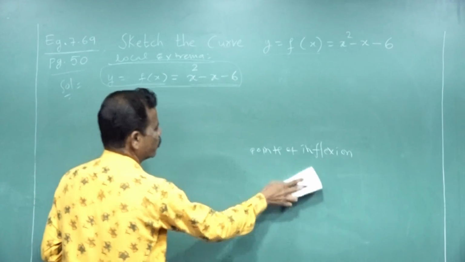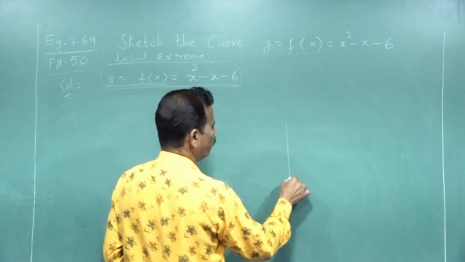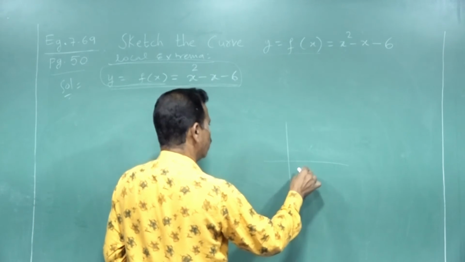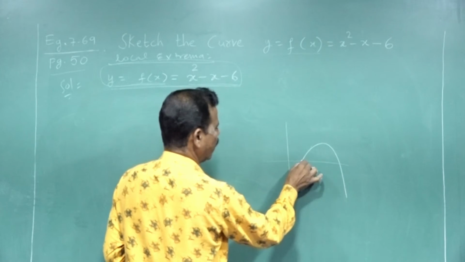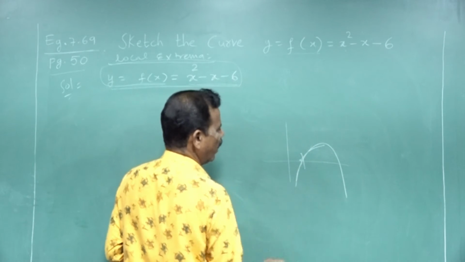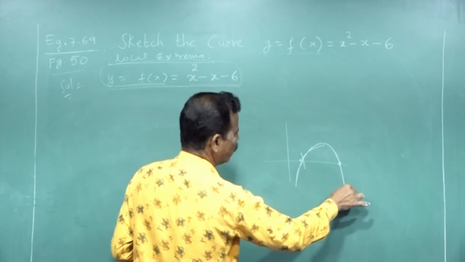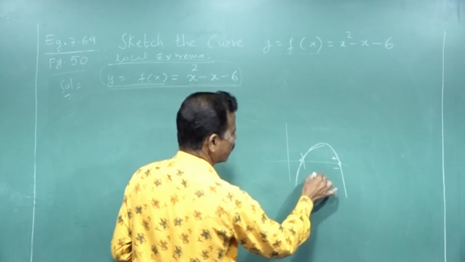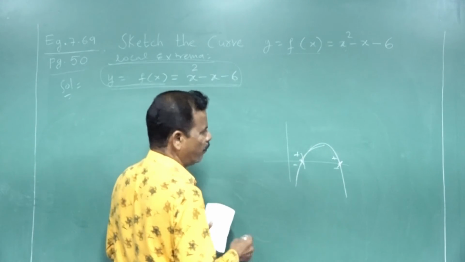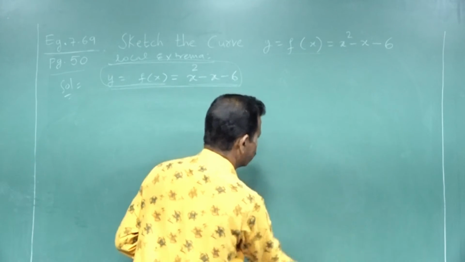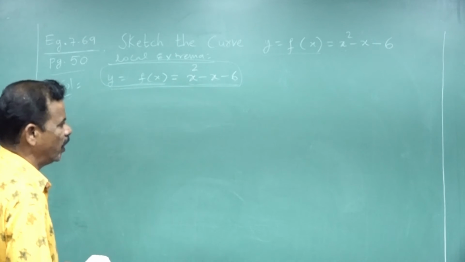Points of inflection, as I already told you, is where a function changes its sign. So here to here negative, here to here positive, this is one point of inflection. Here plus, here minus, here minus to plus, this is one point of inflection. Point of inflection over. Next, asymptotes.